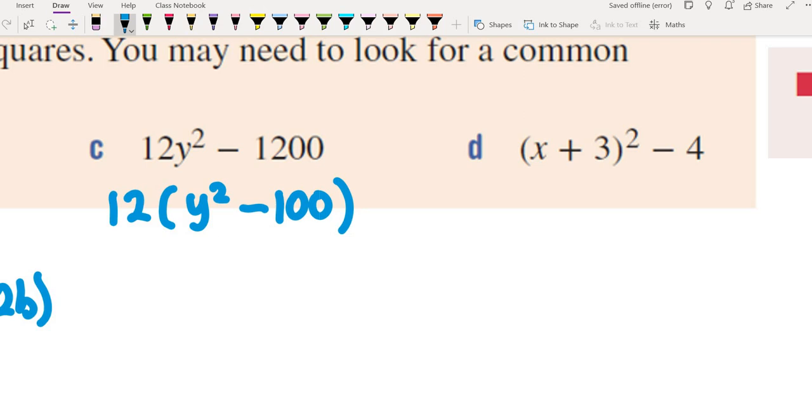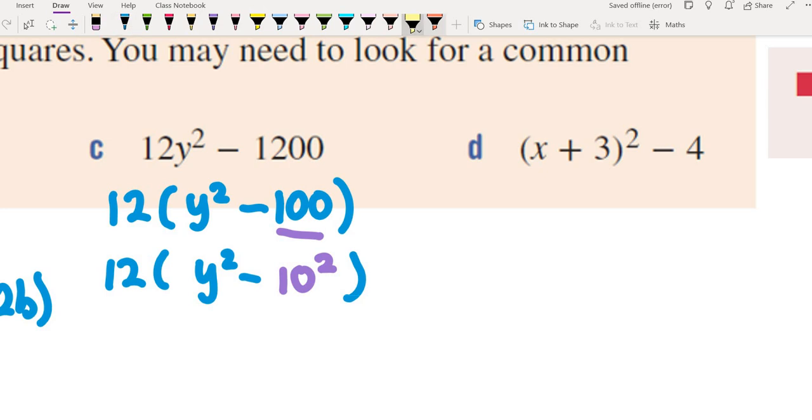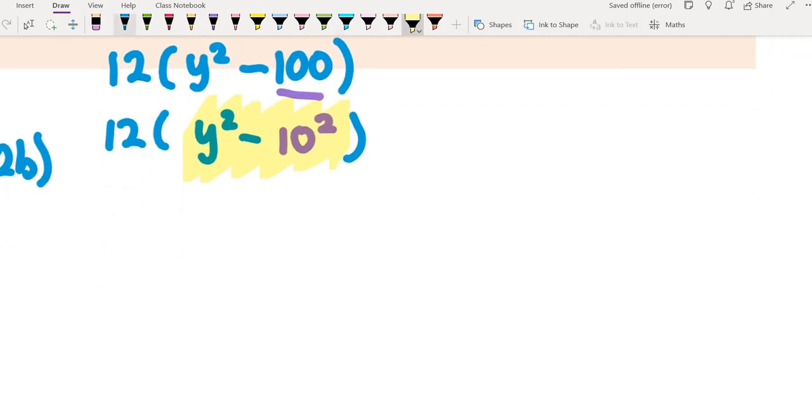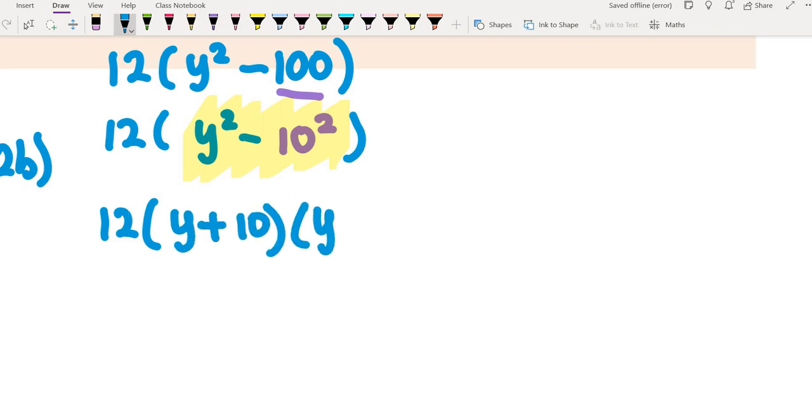Now this is a lot better, because we know what 100 is in terms of something squared. So it's going to be 12 still stays there, y squared is still here, but now we're just going to turn 100 into 10 squared. The reason is that inside the bracket we now have something squared minus another thing squared. This means that we can use DOPS to do this. So y plus 10, y minus 10. So that's the factorized form.